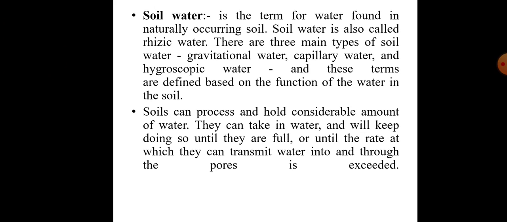Soil water is also called resic water. There are three types of soil water: gravitational water, capillary water, and the third one is hygroscopic water, and these terms are defined based on the function of the water in the soil. Okay, so this is the soil water. These all are the physical properties of soil: density, color, structure, porosity, permeability, temperature and soil water.